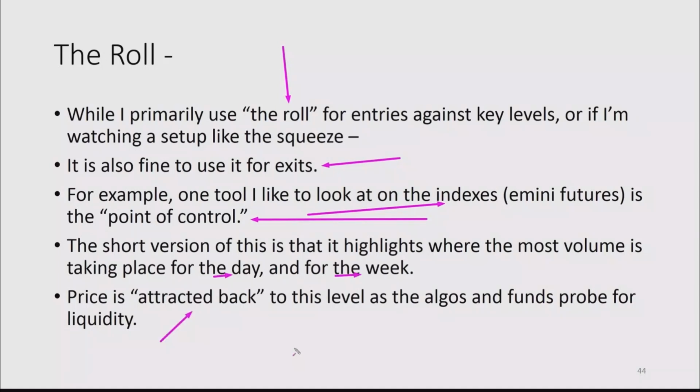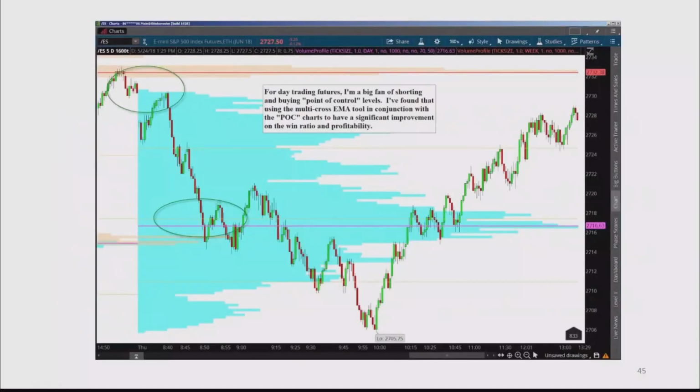All right, well, that's all a mouthful. What do I mean by that? So if you look at this chart, this is the E-mini S&Ps. This line up here is the weekly point of control. That's where the most volume is traded for the week. And then for a particular day you're on, you can see where the most volume is traded there.